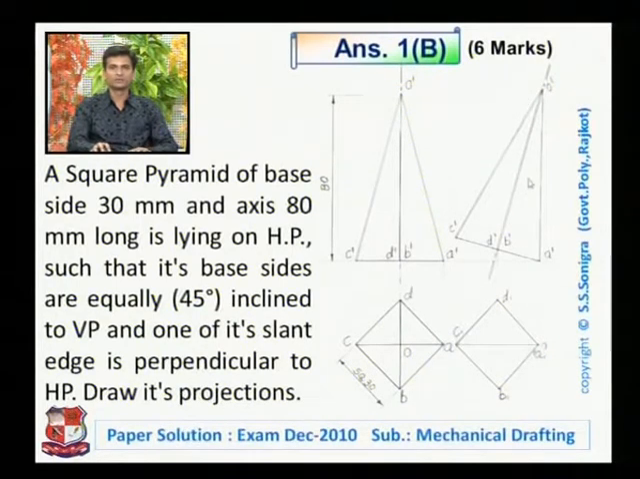6 marks are there. So 2 plus 2 plus 1 plus 1. 1 mark for front view, 1 mark for top view, and 2 marks each for these 2 views. Hence it carries 6 marks like this.